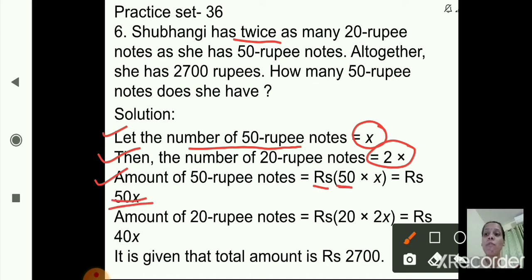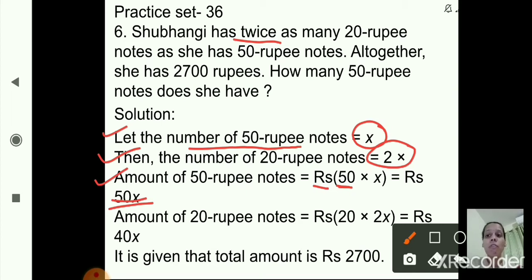First we will find out the amount of 50 rupees notes, then we will find out the amount of 20 rupees notes. The amount of 50 rupees notes is equal to 50 multiplied by the number of 50 rupees notes. How many 50 rupees notes is she having? x. That's why 50 multiplied by x is 50x. So Shubhangi has 50x amount in 50 rupees notes.